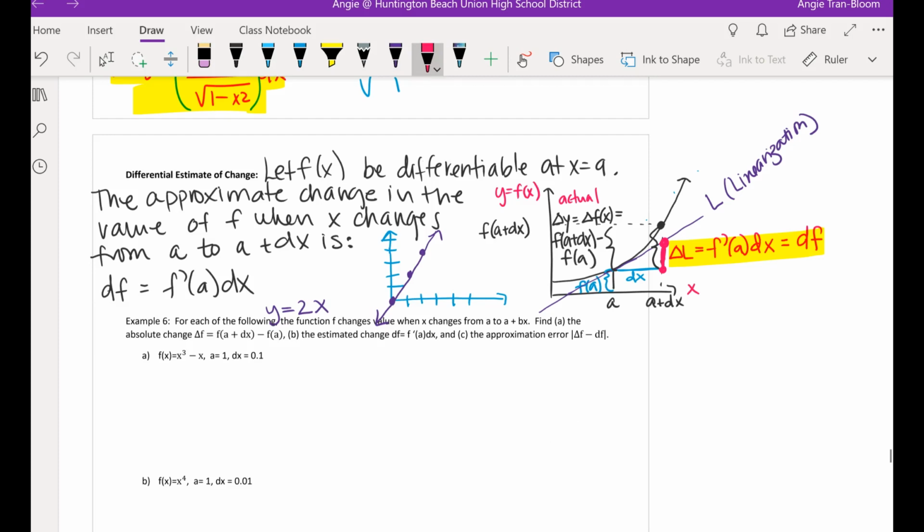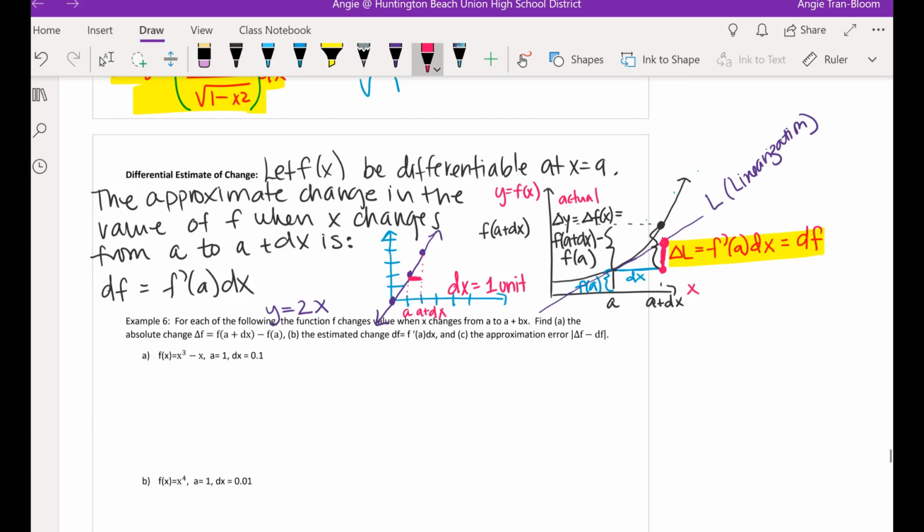Then let's pick a right here. This is a. And our next tick mark is a plus dx. Would you agree? Okay, a plus dx, because I picked a is 1, a plus dx is right here. So this is the change in x. So dx right now is 1 unit.